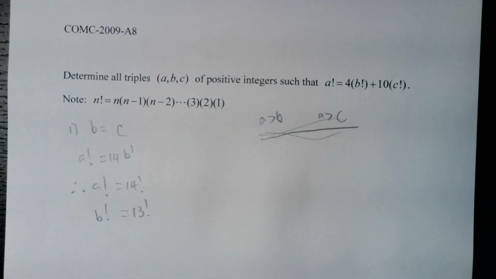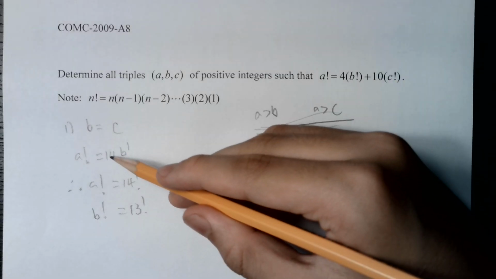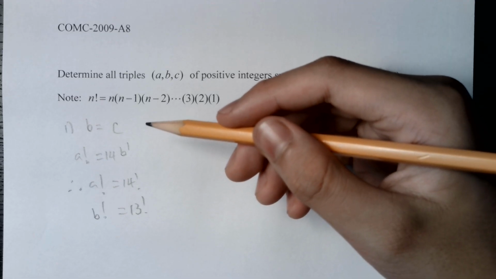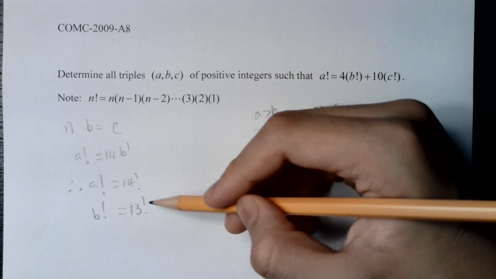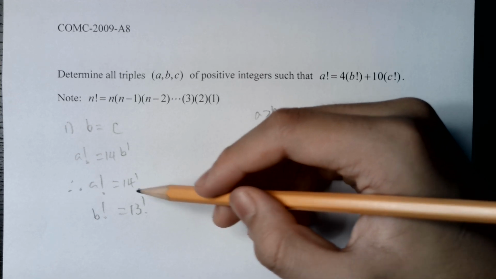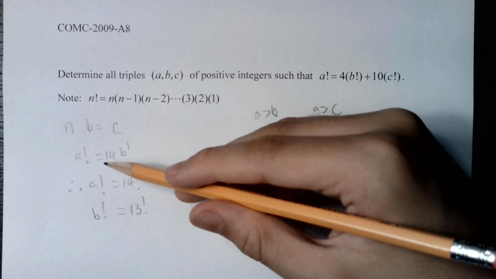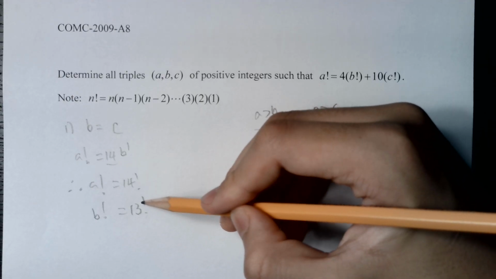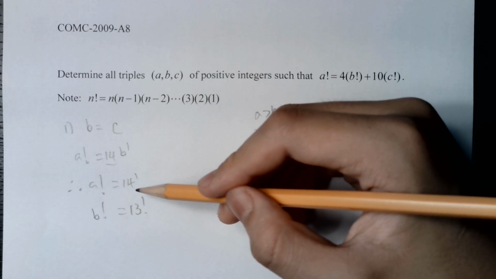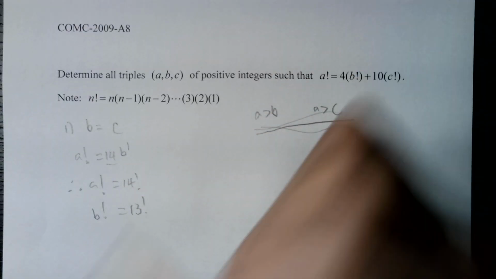Now, why is this? Well, if you look here really quickly, what is 14 times 13 factorial? Well, it's actually just 14 factorial. Why is that? Well, because 13 factorial is 13 times 12 times 11 times 10, all the way down to 1. And 14 factorial is the same, but you start with an extra 14. So once we have this multiple up front, we know that 13 factorial times 14 is going to be the same thing as 14 factorial. And so this means that a has to be 14 and b has to be 13.